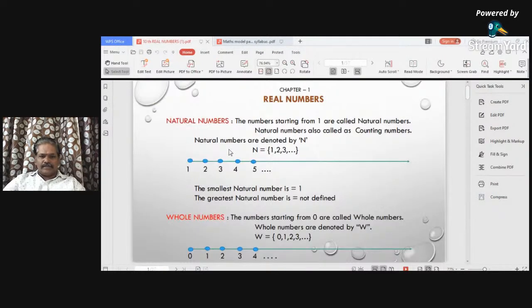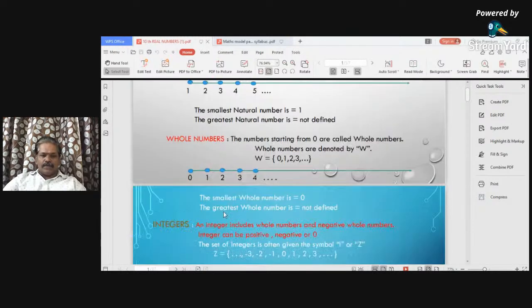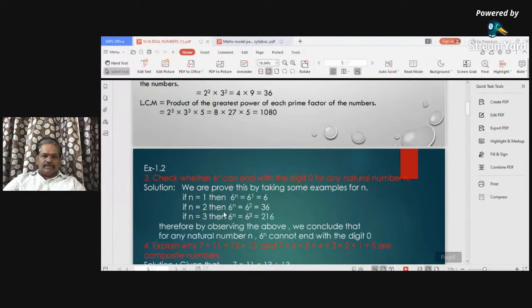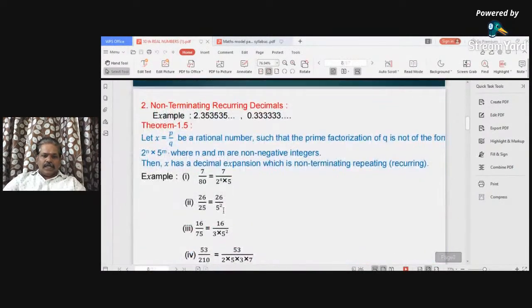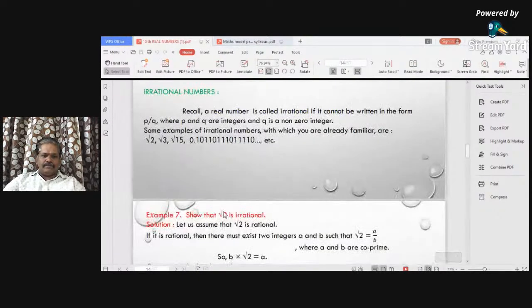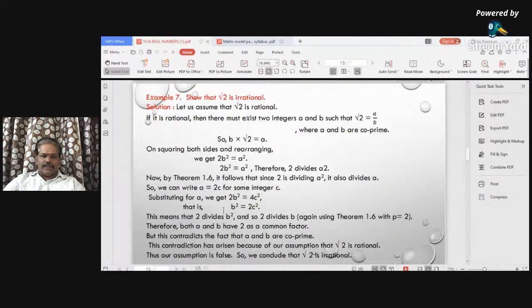In real numbers, we have the concept of natural numbers, whole numbers, integers, rational numbers. Coming to the 8 marks question, there will be a question from Exercise 1.3: show that root 2 is irrational. So let us assume that root 2 is rational. We need to prove it is an irrational number, but before that, we assume that it is a rational number.